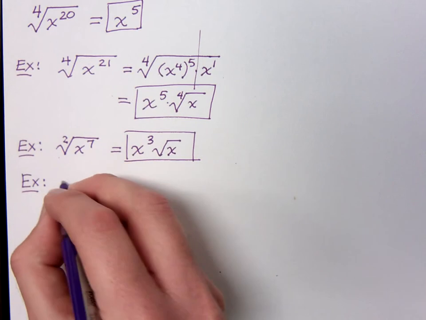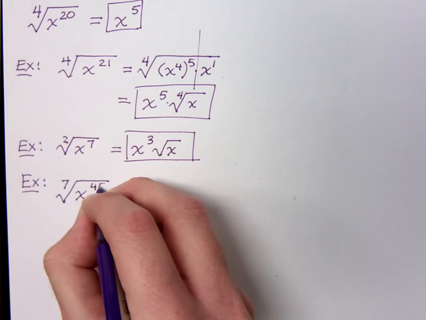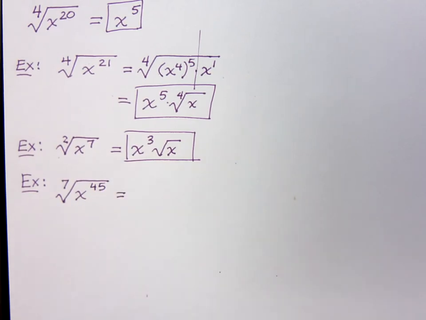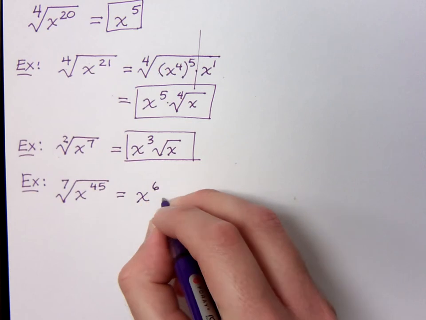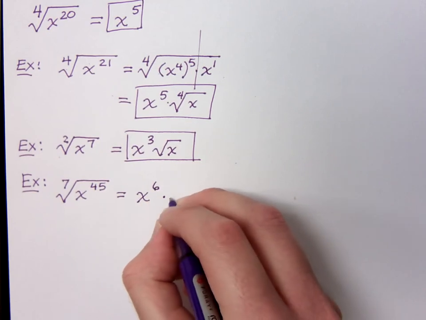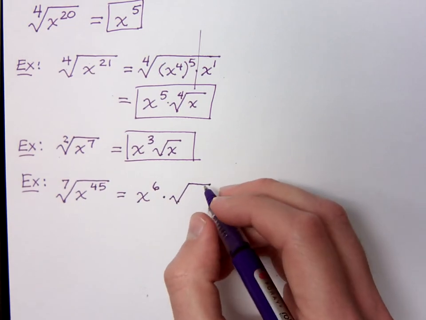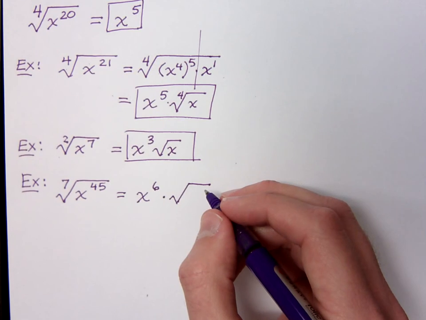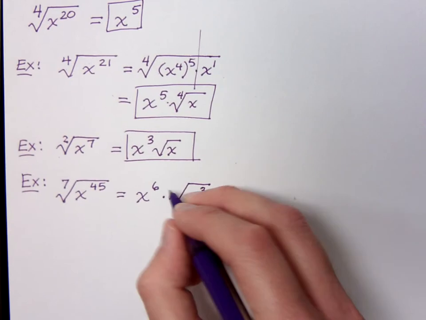What if I have the 7th root of x to the 45th? Make sure that you are writing this clearly so that you've got your exponent and you've got your index. X to the 6, with the radical of the x left over. Not quite. You got 3 left. Oh, 3. Yes. 7 goes into 45 6 times, and you have 3 left over. Do you agree? But what am I missing here? The 7, the index.